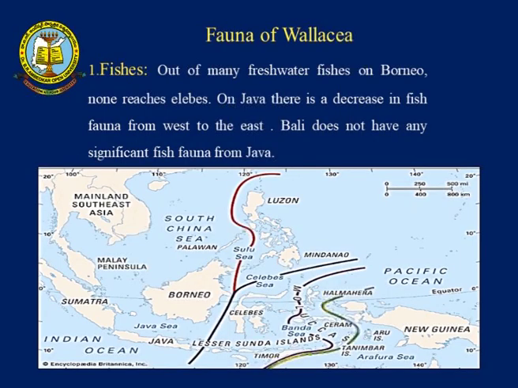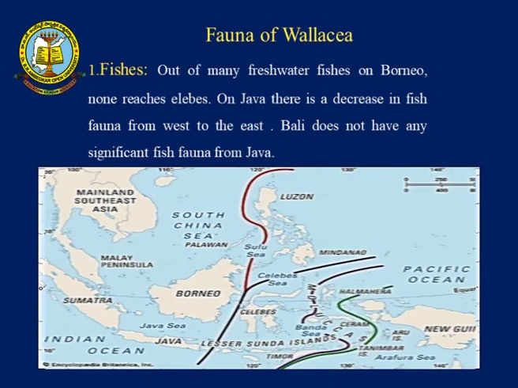Out of many freshwater fishes on Borneo, none reaches the Celebes. So, Borneo is just over here and Celebes is just beside them, but none moved to that Celebes. And on Java, there is a decrease in the fish fauna from the west to the east, and Bali, which is just beside Java, does not have any significant fish fauna.